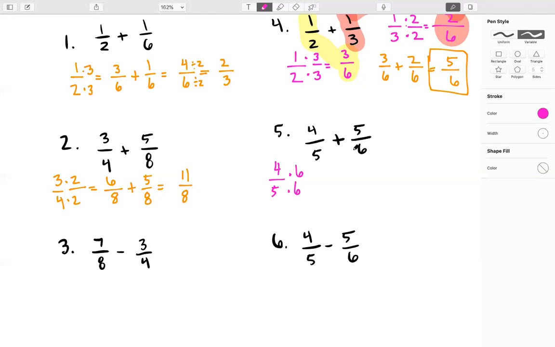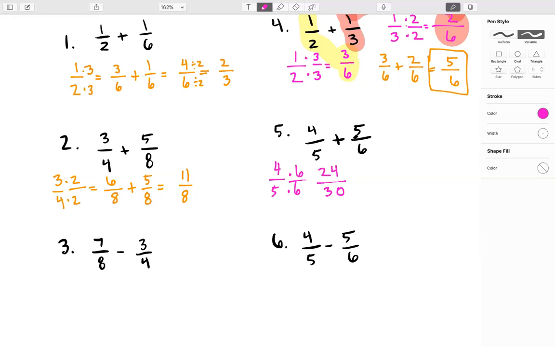And really what you want to do is get the smallest common denominator you can. I mean, you could get a ginormous one, but then it would just make it more difficult and you would have to reduce at the end anyway. So 5 times 6 is 30. So we rewrote 4/5 as 24 over 30 by multiplying it by 6 over 6.